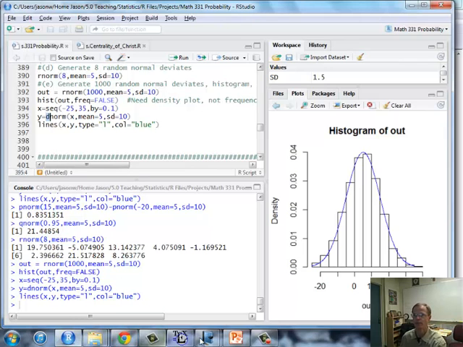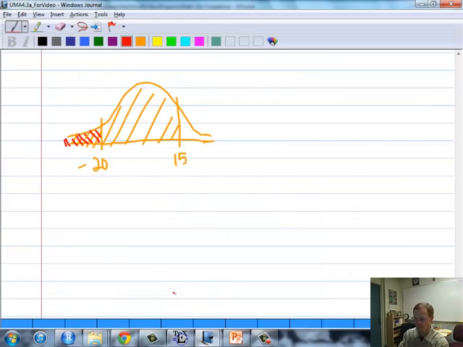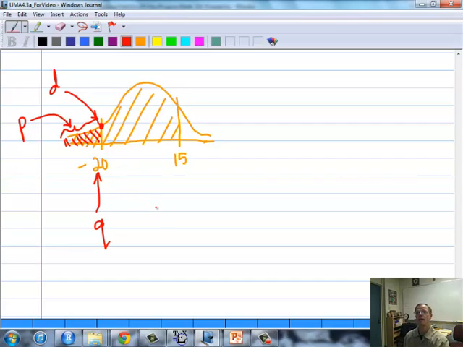So back to the map. Okay, when I use D, D is going to give me the specific value on the axis. P is going to give me the area, which is this whole area here. Q is going to give me the value on the x-axis here. R is going to give a random observation to pop out. So that's how the 4 different prefixes are related to each other and work out.